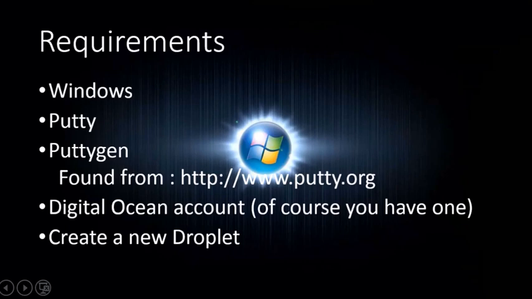The requirements to connect automatically to a DigitalOcean droplet with Windows is first to have Windows, of course. You need to download PuTTY, which is a terminal with which you can connect to the DigitalOcean droplet. You need to have PuTTYgen, which is a software which will help you to get a public and a private key to secure your connection to the droplet.